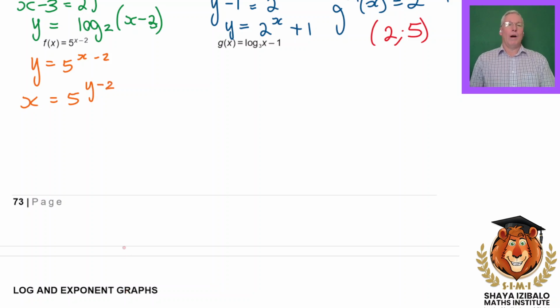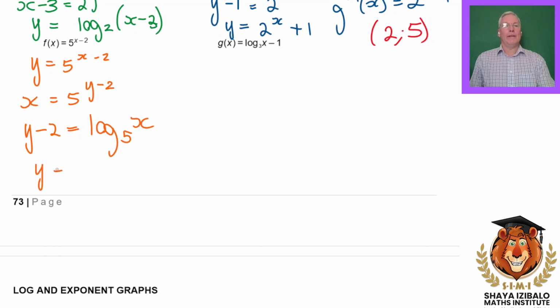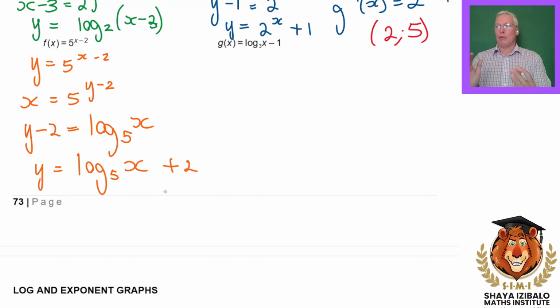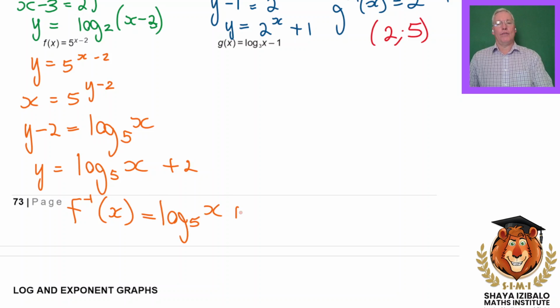Now we want to get y to be the subject of the formula. We're going to take it out of exponent form into log form, and we get y minus 2 is log base 5 of x. Lastly, we're going to add 2 to both sides. So y is going to be log base 5 of x plus 2. And notice this time we do not have a bracket. We're not finding the log of x plus 2. We're finding the log of x, and then we are adding 2. Our actual answer in the correct notation, f inverse of x is log base 5 of x, and then add 2.